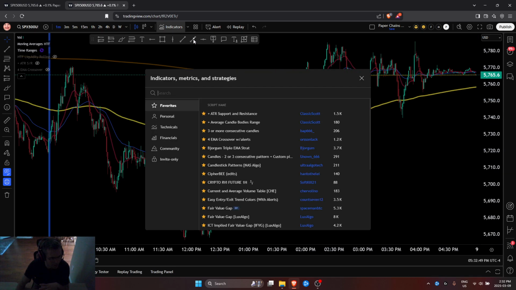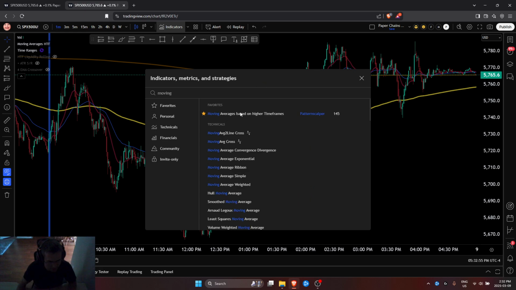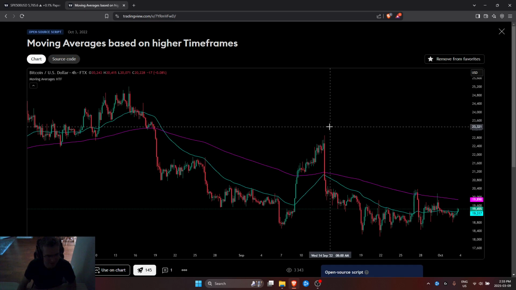So there it is. How do you find it? What is it? There it is, guys. Pattern Scalper. Nobody is using this indicator, but it is kick ass. It's kick ass, guys.